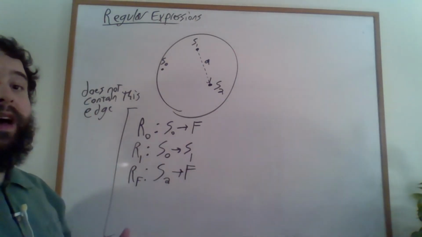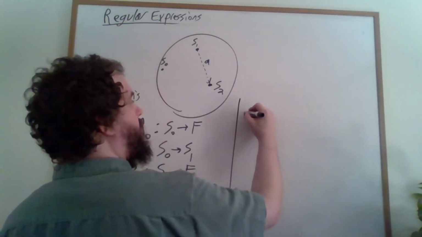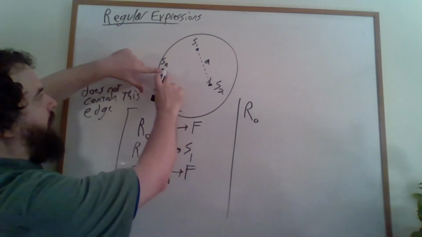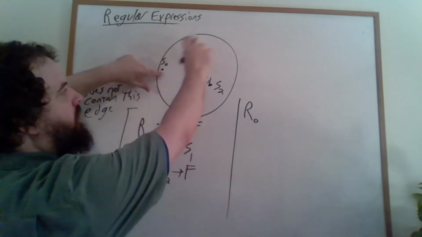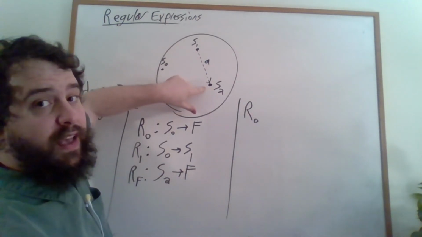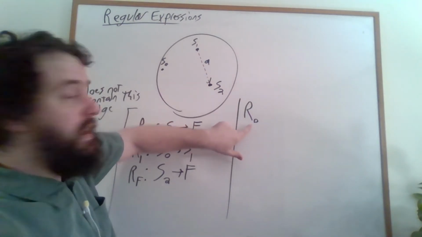So we have two possibilities that we've handled here so far. We have the case where we have a word that corresponds to a path that goes from S0 to a final state of the original automaton, not passing through this edge at all, and that will correspond to this regular expression here.